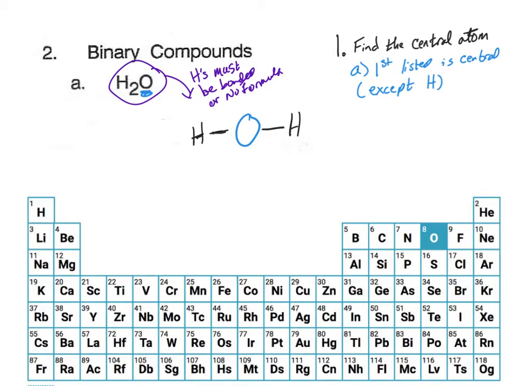We want to now find out how many total electrons we have to work with. Each hydrogen has 1, so for a total of 2 from hydrogen. Each oxygen has 6 valence electrons for a total of 6, because there's only 1 oxygen. We add those all up and we get 8 electrons that we're working with.